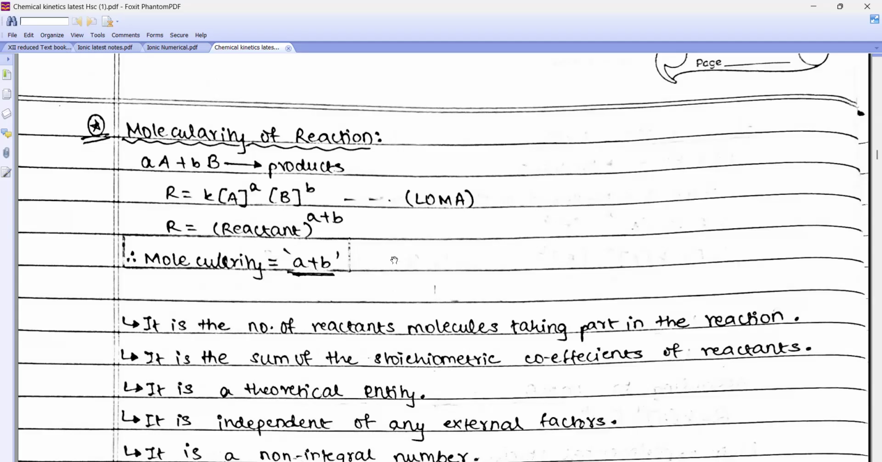Okay, case 2. Zoya and Vyati both are participating. How many people are participating? Both of them are working also. So molecularity is what? And the order will also be understood. Clear, okay?